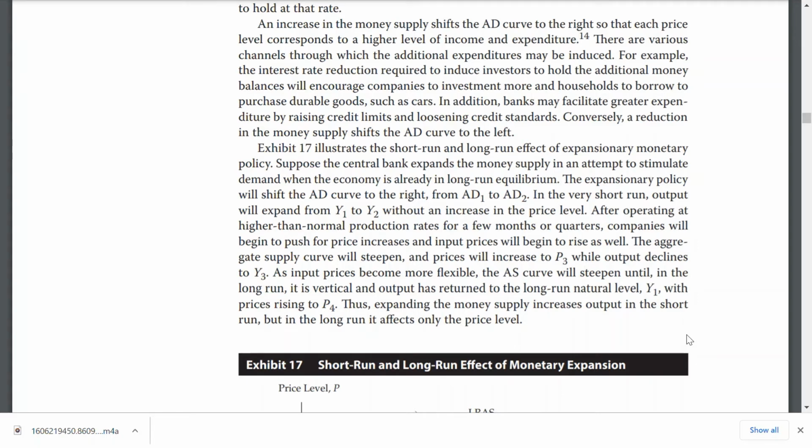As input prices become more flexible, the AS curve will steepen until in the long run it is vertical and output has returned to the long-run natural level Y1, with prices rising to P4. Thus, expanding the money supply increases output in the short run, but in the long run affects only the price level.